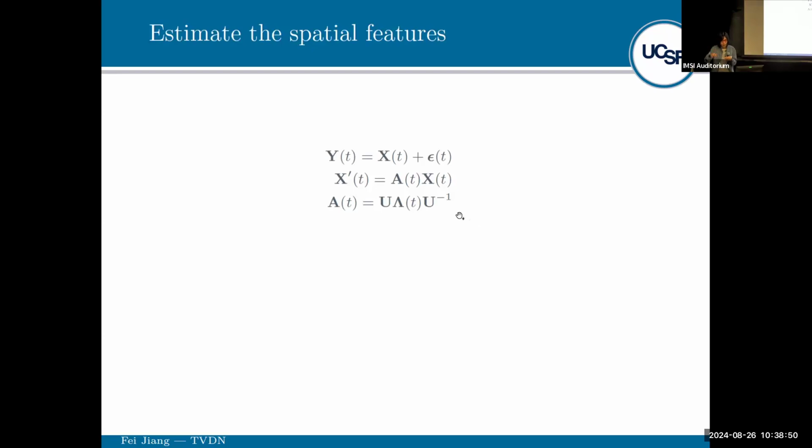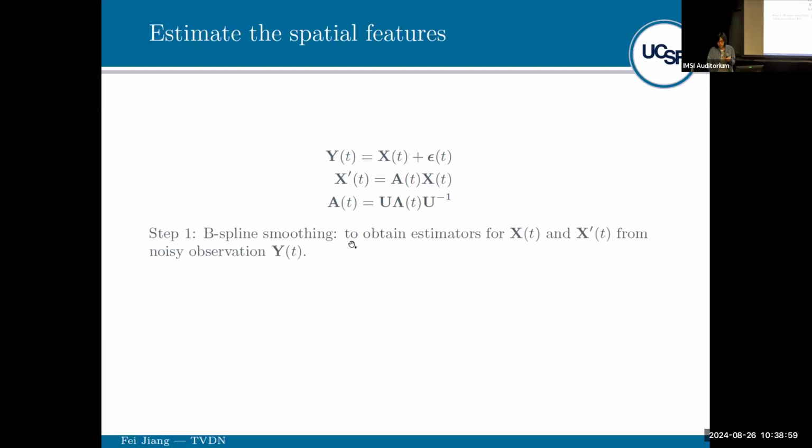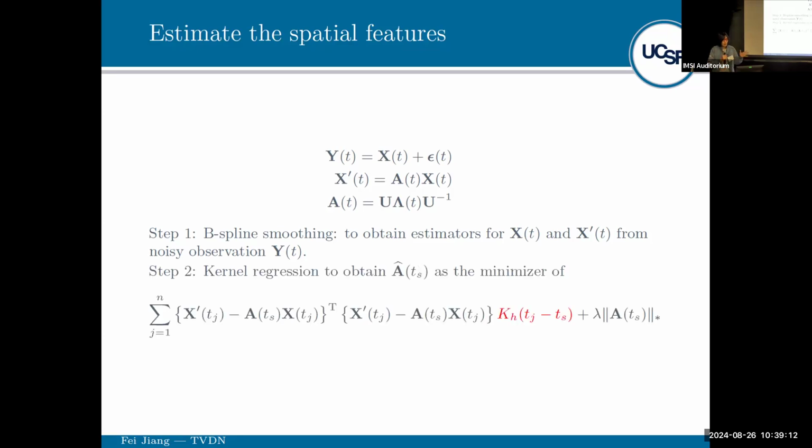So that's a recap. First is a noise model, the second is the diffusion model, and then how we decompose this A matrix. We propose some algorithms to estimate the important parameters, A and U. First, of course, we want to remove noise. We just do simple piecewise smoothing to get these X and X primes. The second step is that we use kernel fitting and add some penalty on this A matrix to get the estimator of A and extract the U matrix from this A.